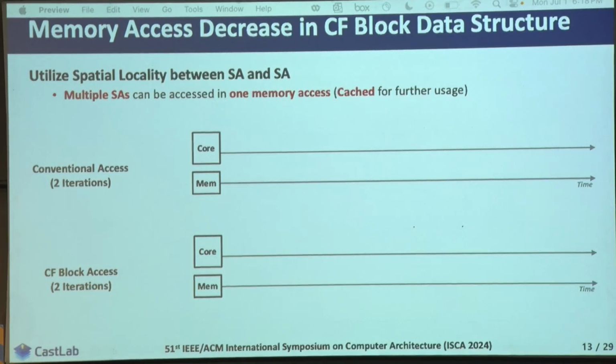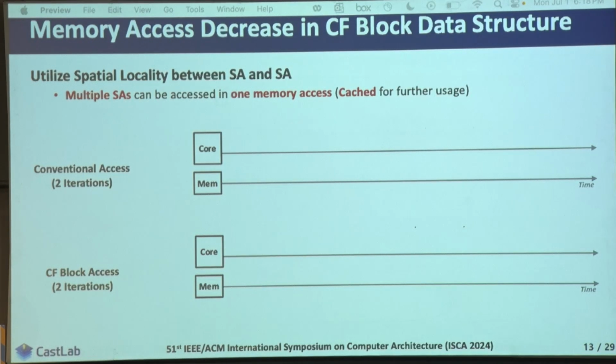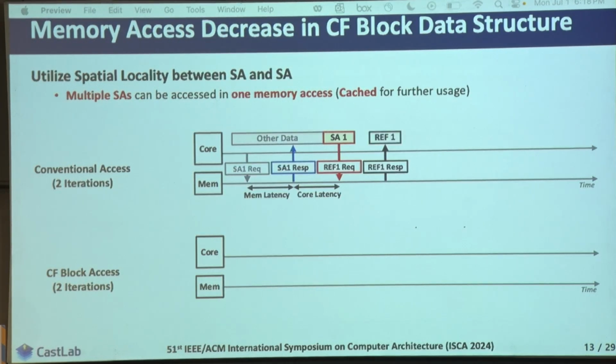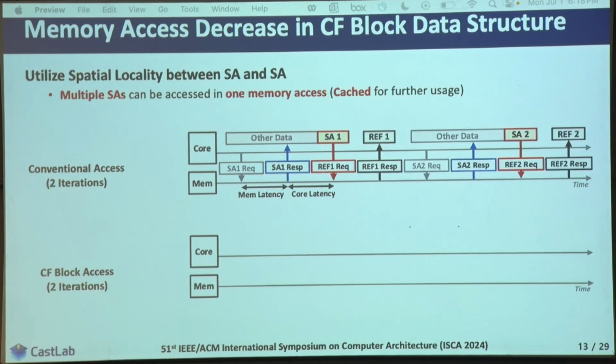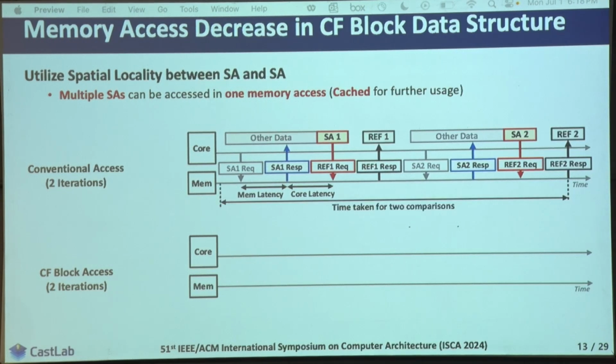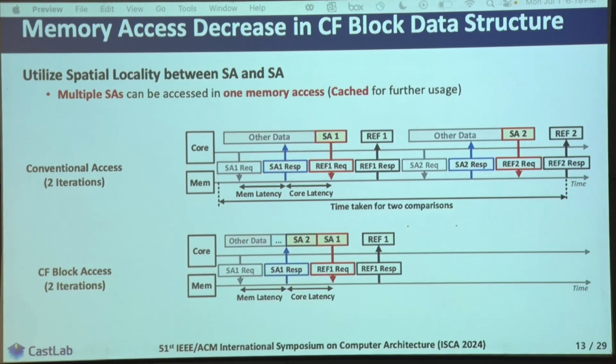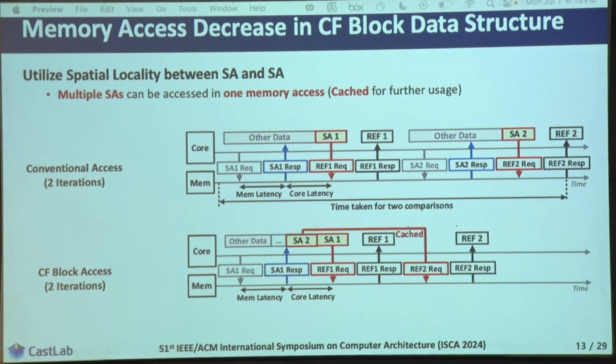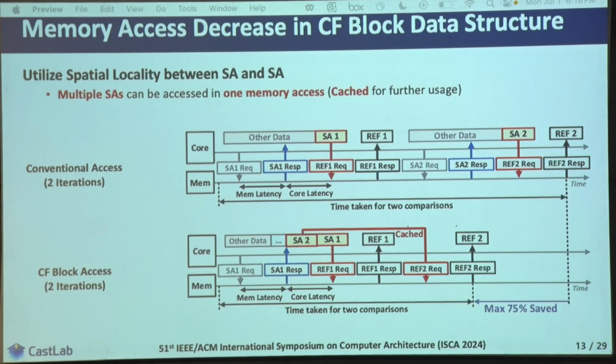Also, spatial locality between suffix arrays can be utilized. Conventionally, after one iteration of suffix array and reference DNA access, another iteration was required. So this would be the time taken for two comparisons. But with the CF block structure, after one iteration, suffix array access can be skipped and only reference DNA access is required. So a maximum of 75% of memory accesses can be saved.